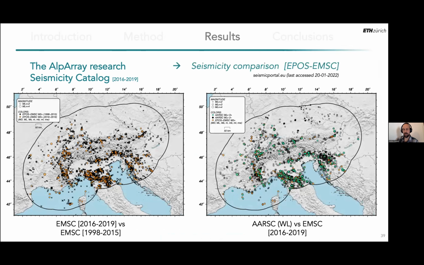Another thing that one should take into account when dealing with these kinds of catalogs is to compare them with the same kind of catalog, therefore a regional catalog. In this case, we did this by comparing our catalog with the EMC regional catalog for the same time period, with only the magnitude 3+ events reported.